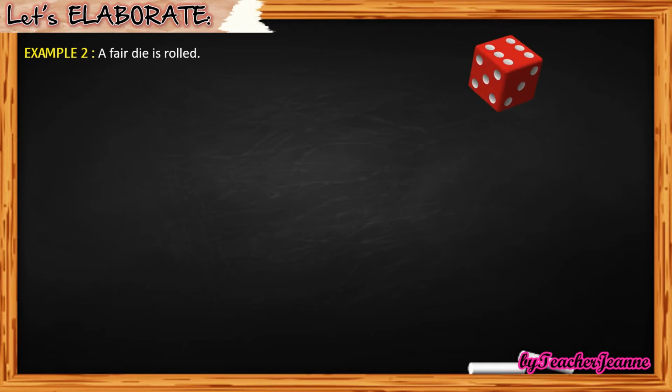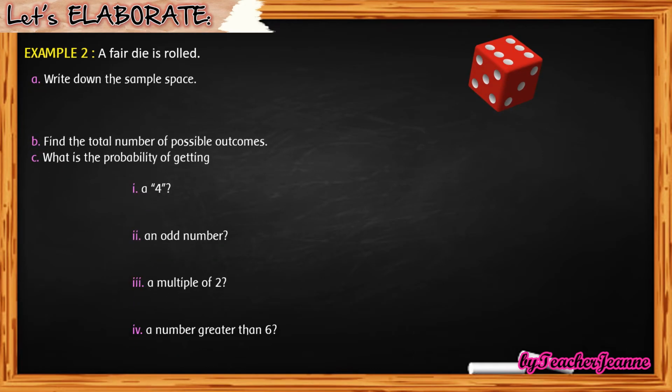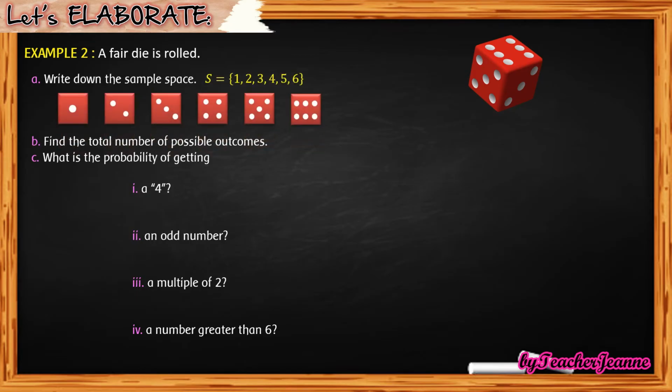Now let's have example number 2. A fair die is rolled. For letter A, write down the sample space. So we have 1, 2, 3, 4, 5, 6. For letter B, find the total number of possible outcomes. So the n of S is 6.